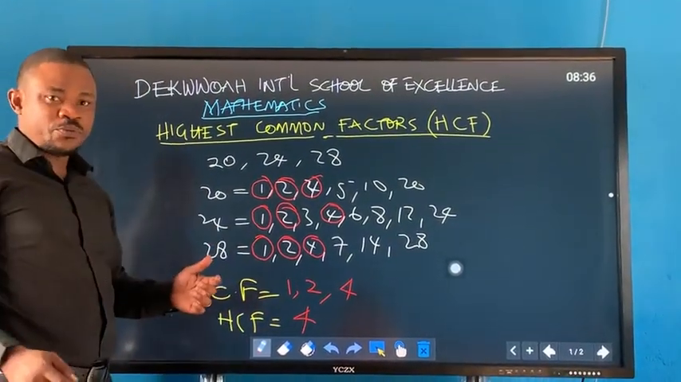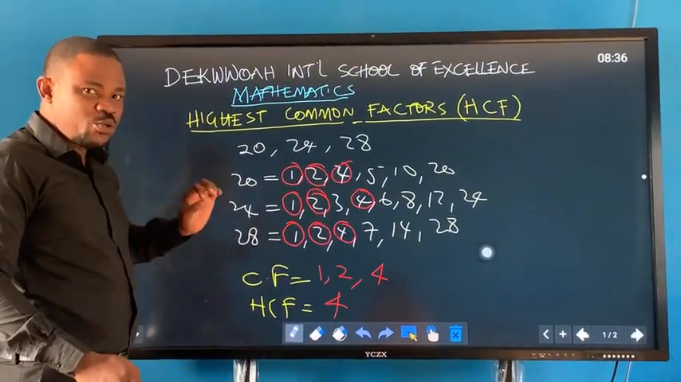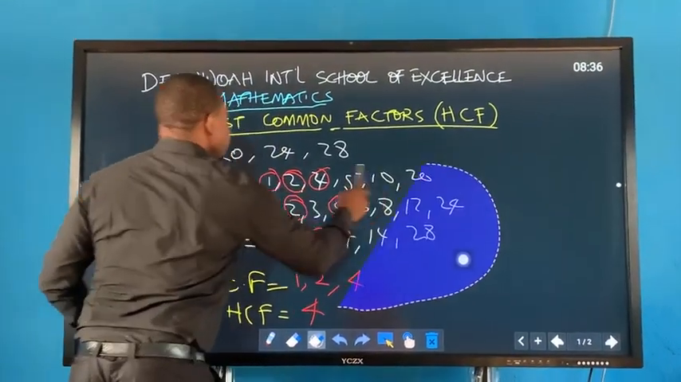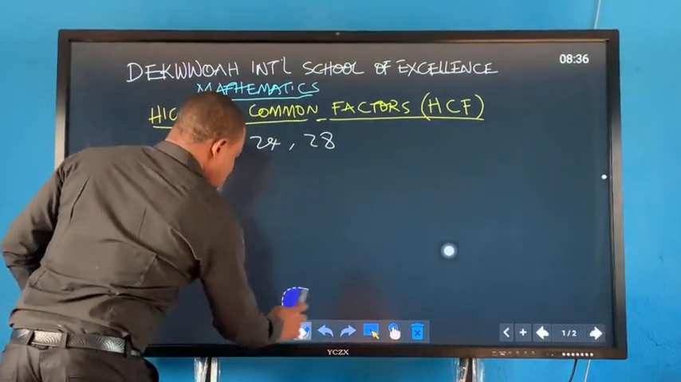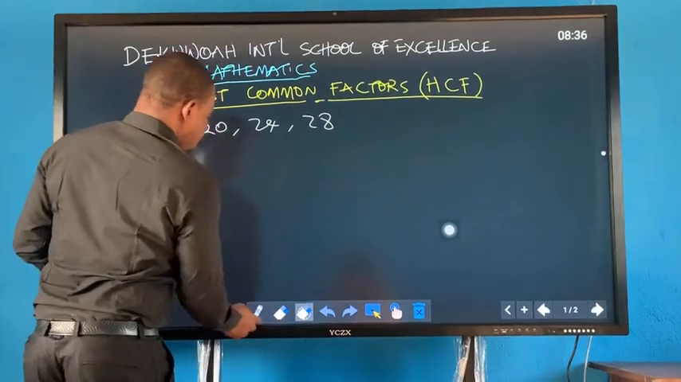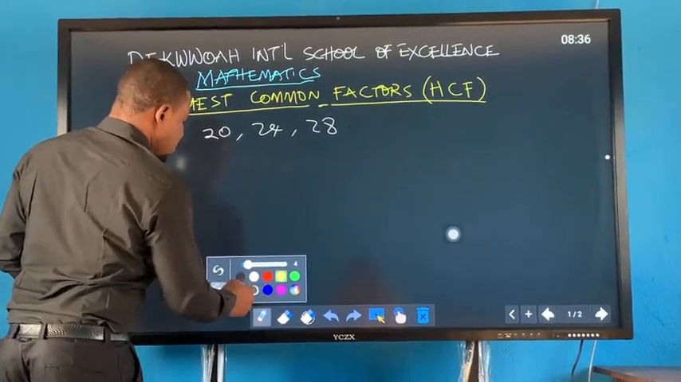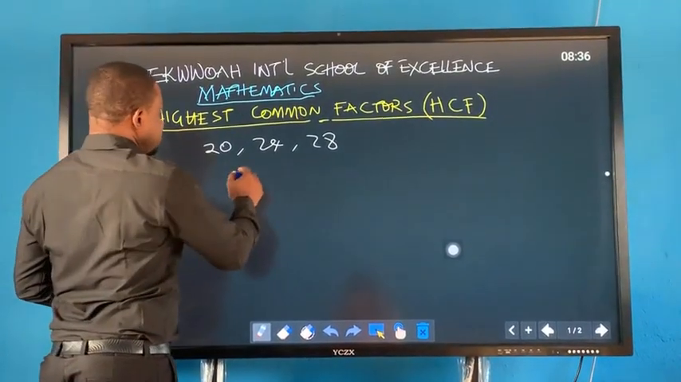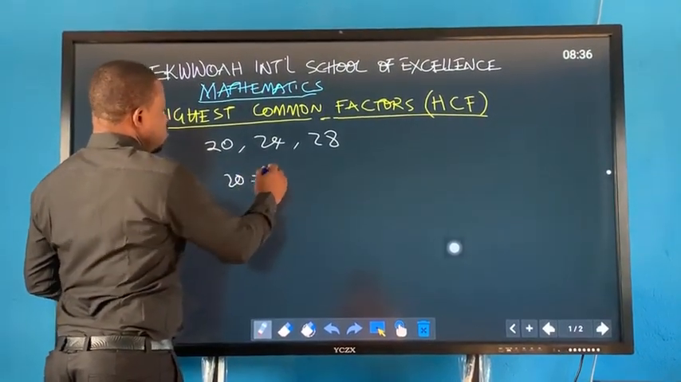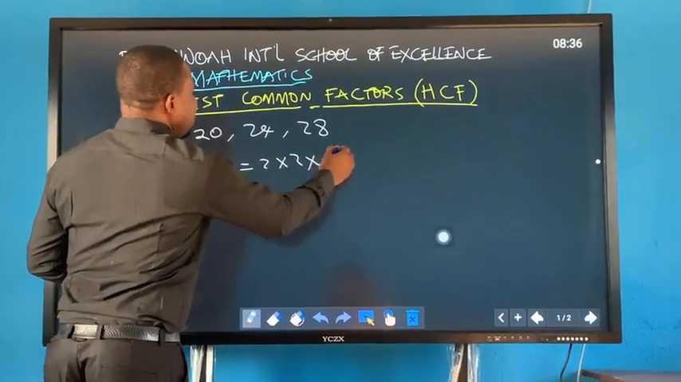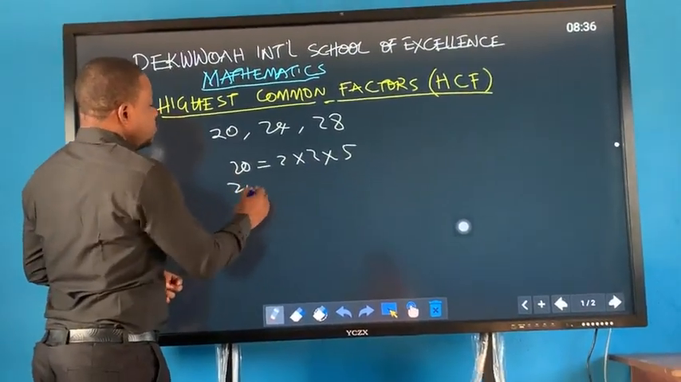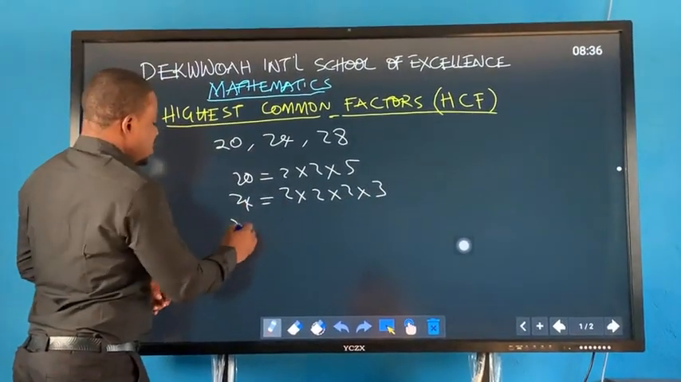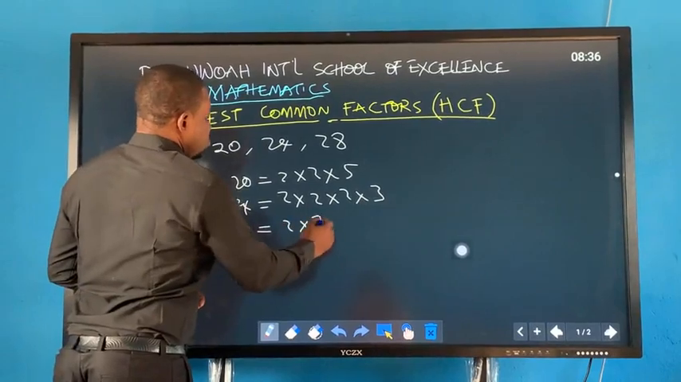HCF is 4. But you don't always have to write all this out to get the highest common factor. I'll show you 2 ways that you can use to find the highest common factor. I'll still use the same set of numbers. Very important. If I have this same set of numbers and I want to look for the highest common factor, I can write 20 as 2 times 2 times 5 as per the prime factors. 24 is 2 times 2 times 2 times 3. 28 is 2 times 2 times 7.